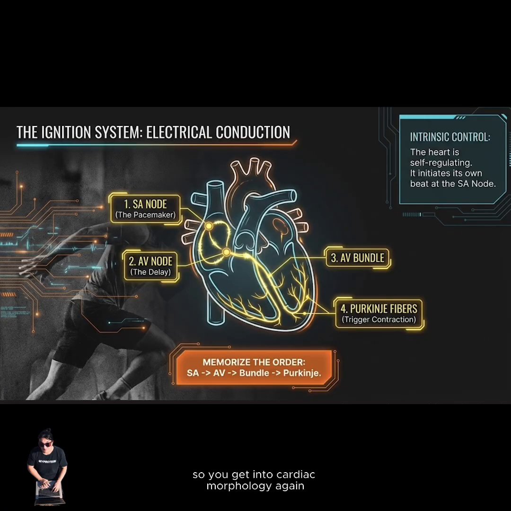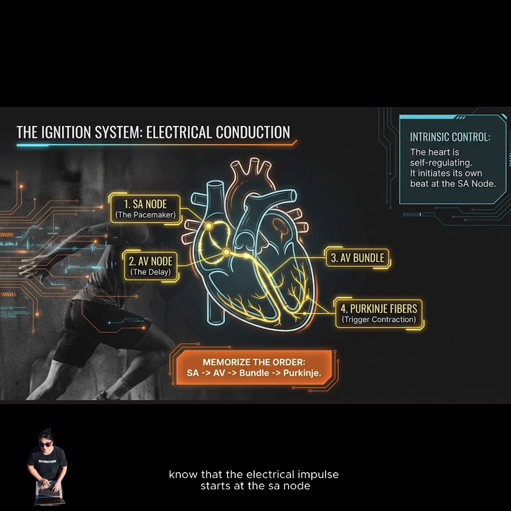So, you get into cardiac morphology, again, understanding the basic anatomy. 4 chambers, right and left atria, right and left ventricle. Understand that cardiac muscle is involuntary and has its own internal pacemaker. This diagram with the nodes will get into that. You'll want to go over electrical conduction.